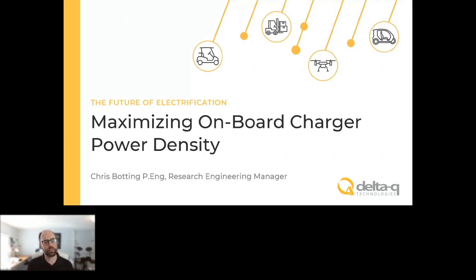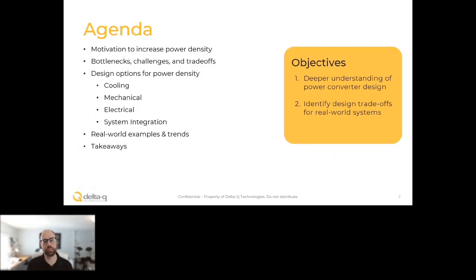As the title says, I'll be talking about how to maximize the power density of onboard chargers. Looking at the agenda, we'll be starting with briefly looking at what is the motivation, why do we want to increase power density, and then look at some of the bottlenecks and the challenges, what are the obstacles, and what are some of the trade-offs in the design. And then we will dive into more of the nitty-gritty of how to actually go about getting higher power density from a cooling, mechanical, electrical, and a system integration point of view.